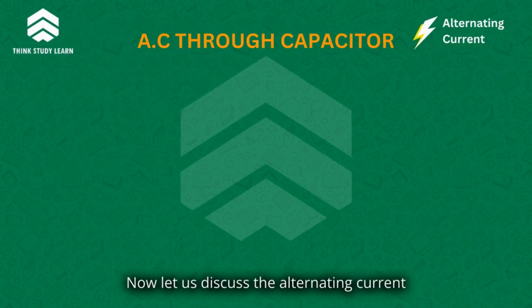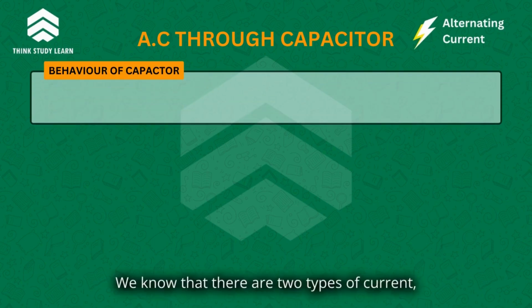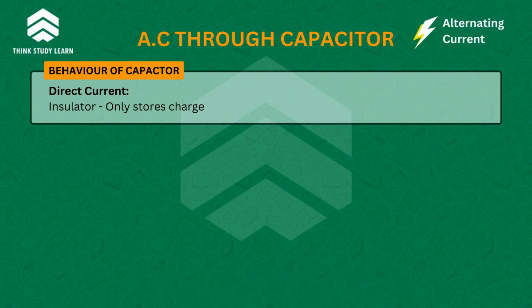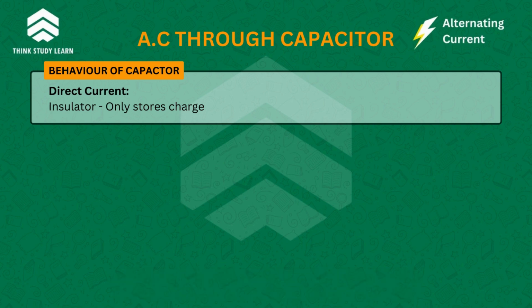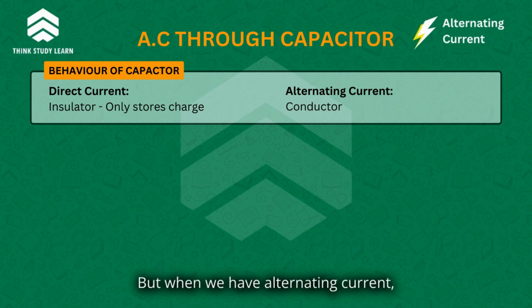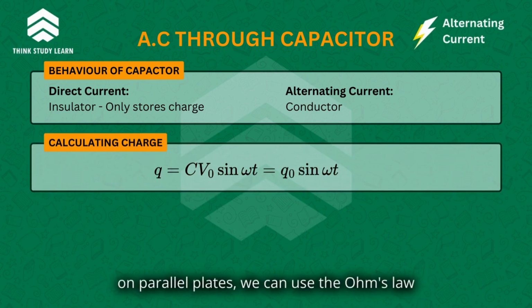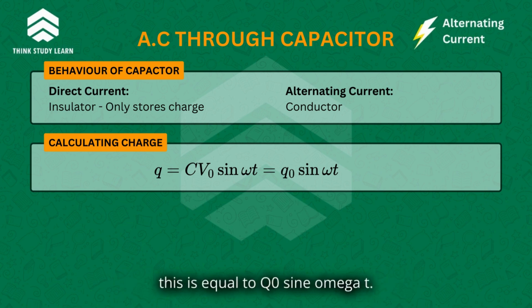Now let's discuss the alternating current through the capacitor. We know that there are two types of current, alternating current and direct current. When we have direct current, the capacitor behaves as an insulator as it only stores charge. But when we have alternating current, the capacitor behaves as a conductor. In a capacitor, if we want to measure the charge on parallel plates, we can use the formula Q is equal to V0 sine omega t, and this is equal to Q0 sine omega t.